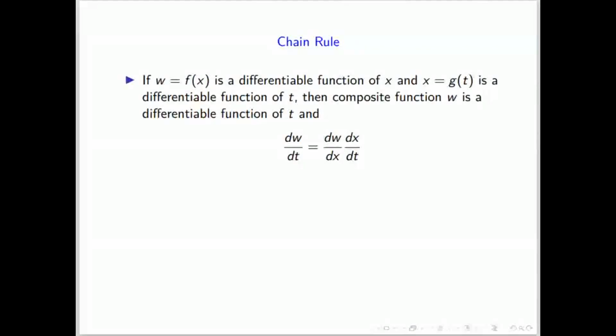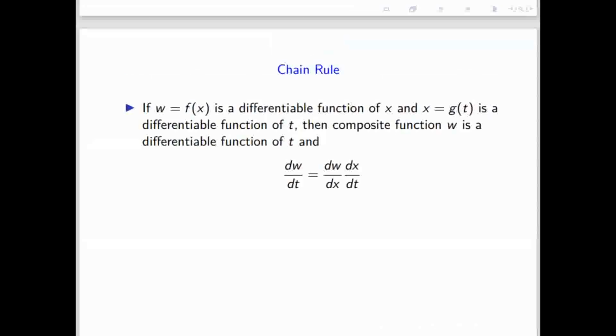So if w is a function of x, this is the chain rule for single variable. Similarly, we'll see how to deal in multi-variable or several variable. If w is a differentiable function of x, and x is a function of t, that is also differentiable, then the composition of these two functions will also be differentiable, and it is a function of t, and the derivative of that composition can be found by using this formula.